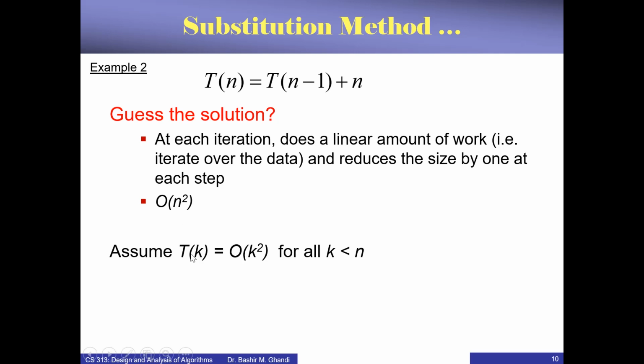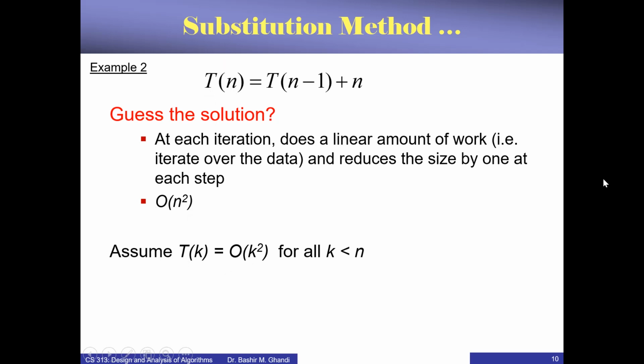Suppose that Tk is big O of k squared for some k less than n. So this is our hypothesis. Can we, based on this hypothesis, prove that Tn is indeed big O of n squared?